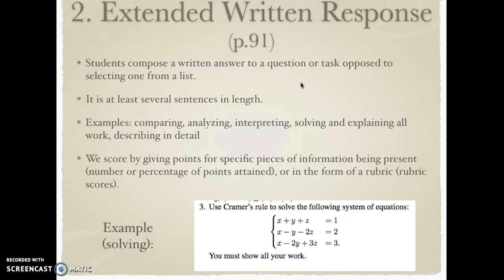We score here by either giving points for specific pieces of information being present or in the form of a rubric. So there's a little bit of a binary there as far as how we score.